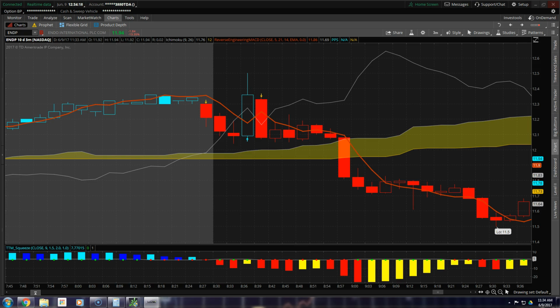I played Vodafone, which is PAY, and Endo International pharmaceutical, ticker symbol ENDP. The Vodafone ticker is PAY, which is pay. You can see on the screen I have Endo International PLC.